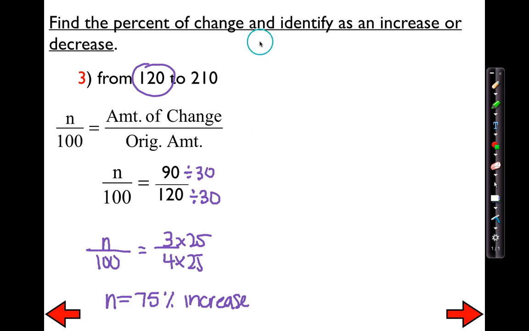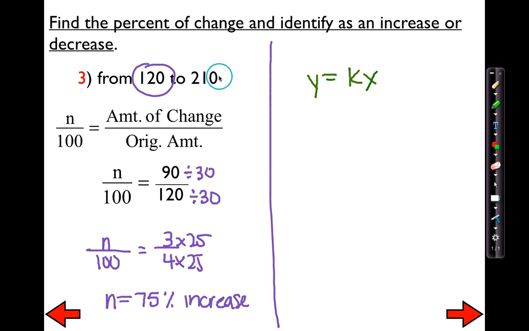But of course, there is another way of solving this. You could also solve it using the equation y equals kx. Y being the amount of change. It went from 120 to 210, so the amount of change was 90. K is your percent of change. I don't know it. That's what they're asking me to find, so I'm going to leave k as my variable. I do know x. X represents the original amount, and that is 120. So we're just going to go ahead and solve for k, which is to divide both sides by 120.